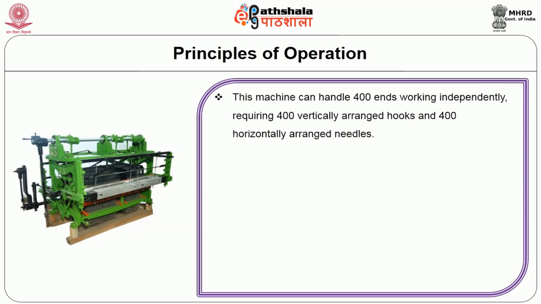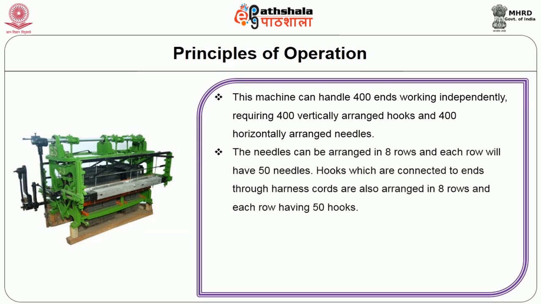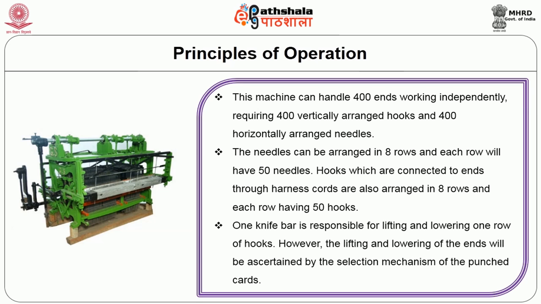This machine can handle 400 ends working independently, requiring 400 vertically arranged hooks and 400 horizontally arranged needles. The needles are arranged in rows of 8, and each row will have 50 needles. Hooks, which are connected to ends through harness cords, are also arranged in rows of 8, each row having 50 hooks. One knife bar is responsible for lifting and lowering one row of hooks.